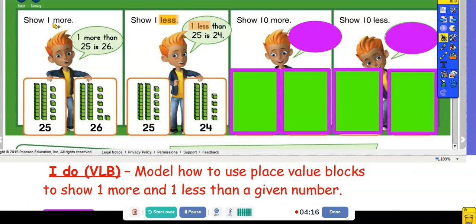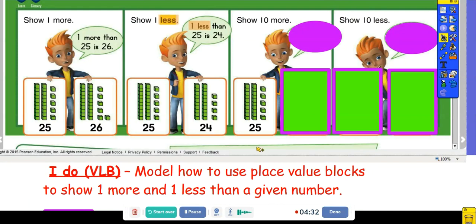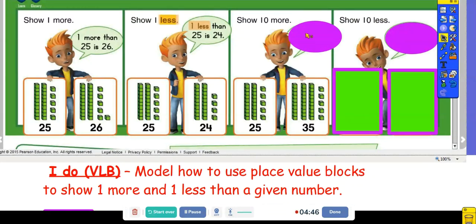We've talked a lot about how more means our number is going to be getting bigger, and less is our clue that our number is going to be getting smaller. So now here it says, show 10 more. So if we're back at our 25, paying attention to this 10, so 10 more. So our number is going to be getting bigger by tens. So here we now see 10 more than 25 is 35 because they've added an entire group of 10.